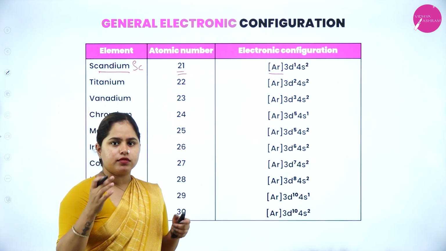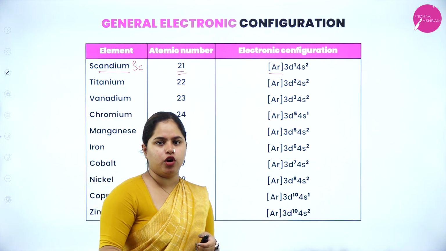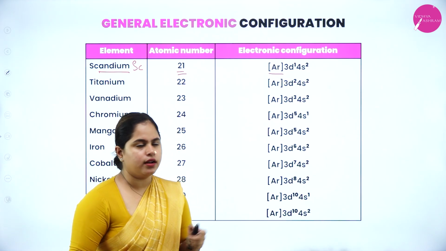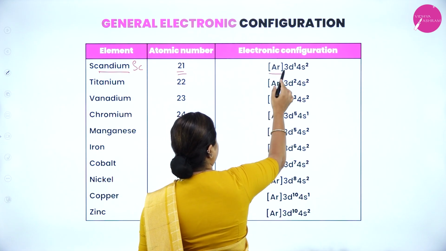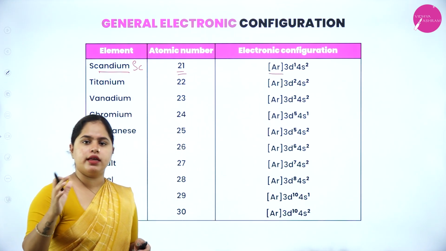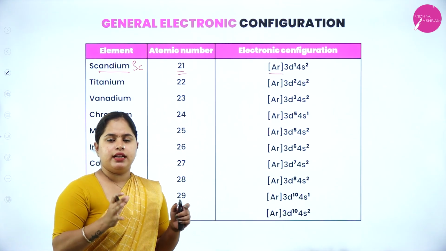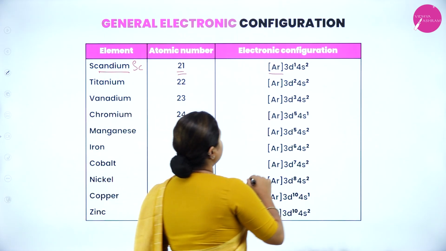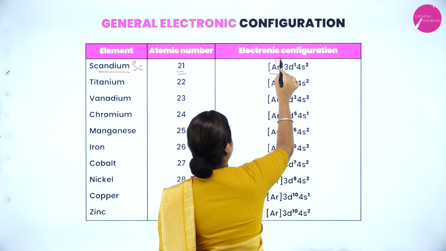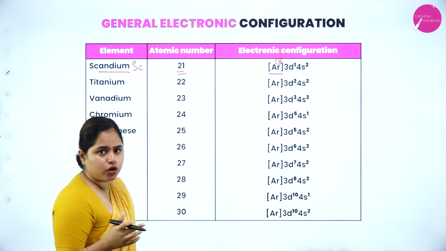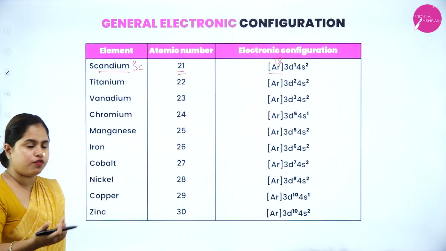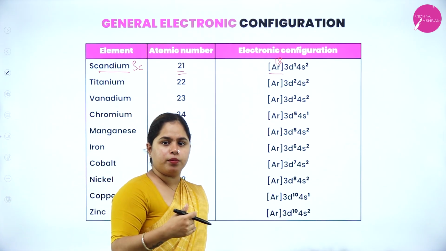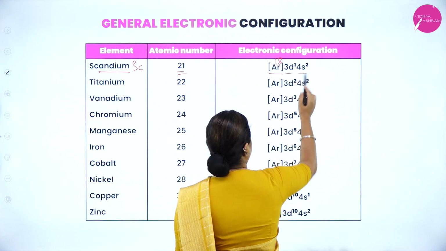So till argon, the electronic configuration we need not write, that is 1s2, 2s2, 2p6, all of that is not required to be written. Directly we can write in square bracket argon, meaning that all the orbitals until argon are filled already and it is shown there. Right. Now what is the atomic number of argon? It is 18. So already 18 electrons are being filled. Now the rest of the electrons only I am focusing on. So which are the next two orbitals you are having? It is 3d and 4s.